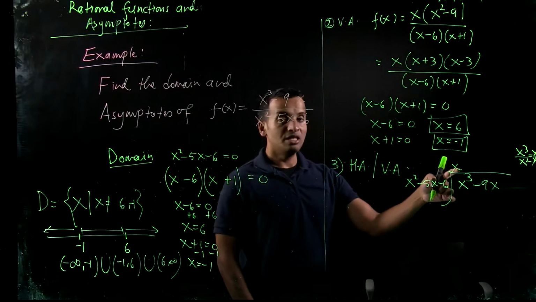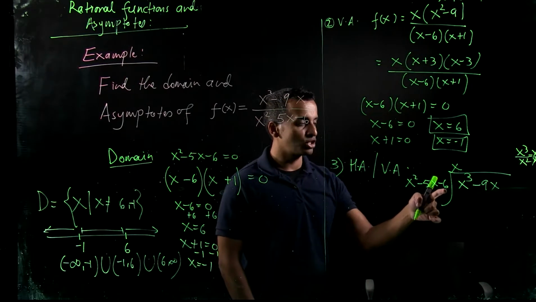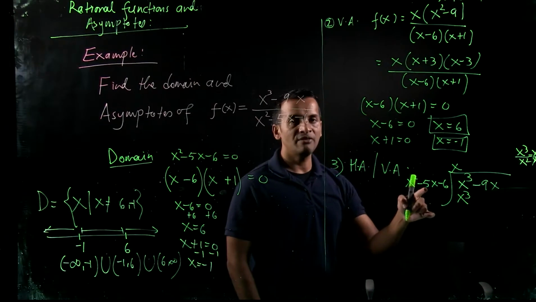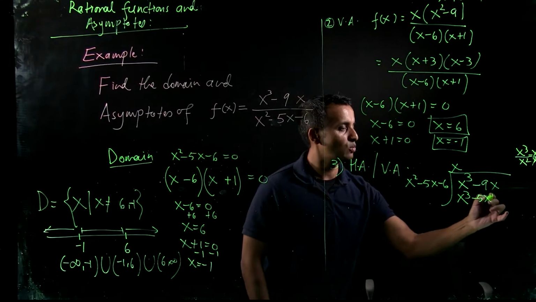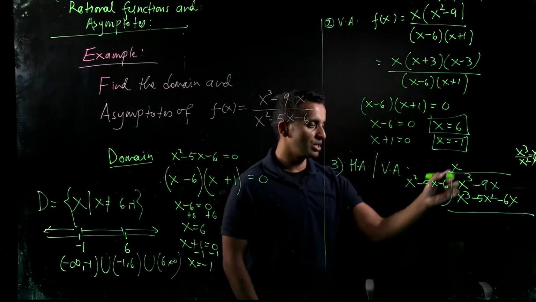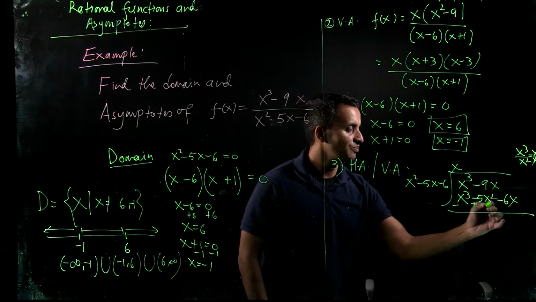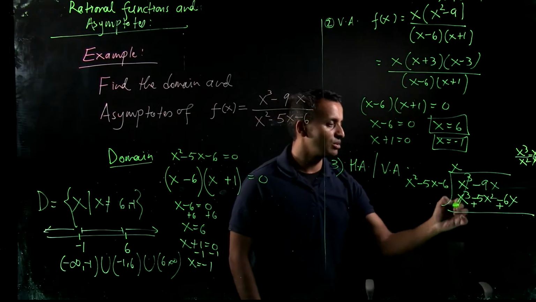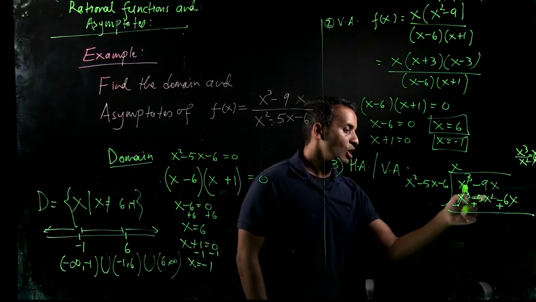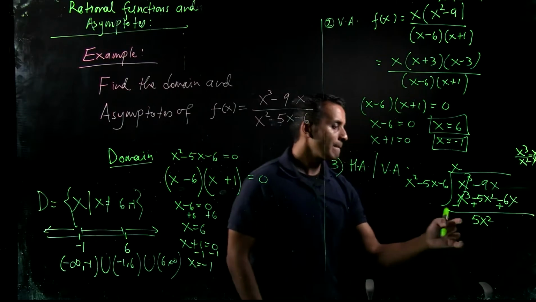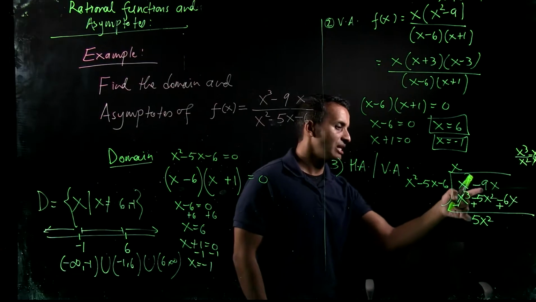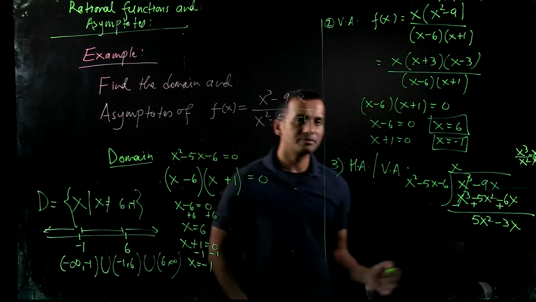So x, multiply this quotient with each of those terms and write it down here. x times x squared is x cubed, x times negative 5x is negative 5x squared, and x times negative 6 is negative 6x. You subtract. Okay, when you subtract, you change the sign. So subtract means change the sign. You cancel those plus x cubed and minus x cubed. So what is left is plus 5x squared, and then what? Then you got negative 9x plus 6x, right? So it will be negative 3x.